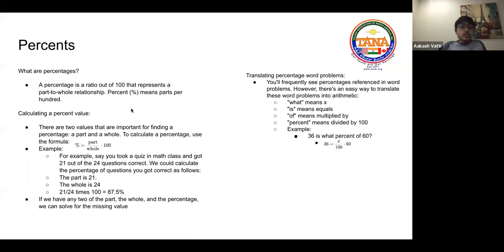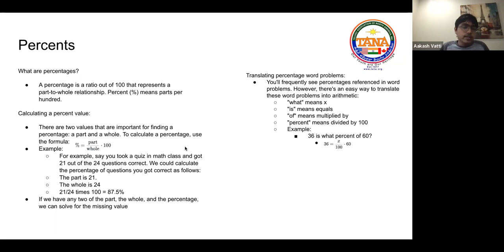So a percentage is a ratio out of 100 that represents a part to whole relationship. Percent means parts per 100. So to calculate a percent value, there's 2 values that are important to finding the percentage, a part and a whole. And to calculate the percentage, you use the formula percentage equals part over whole times 100.